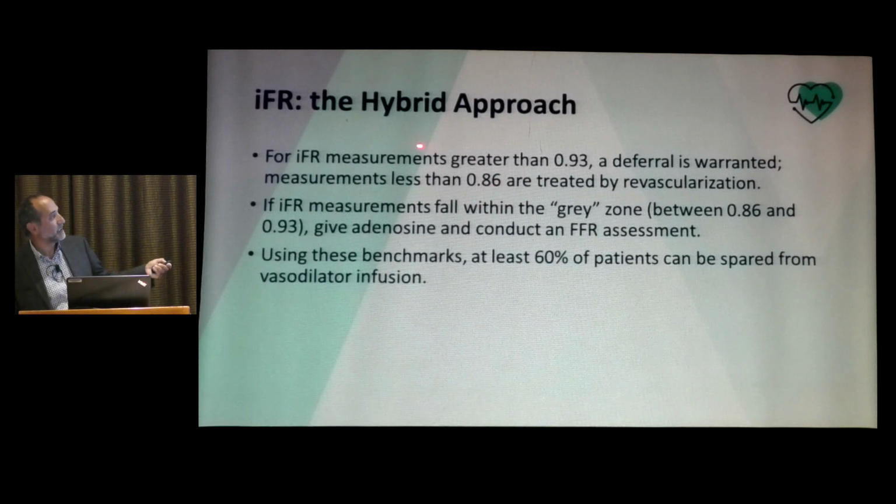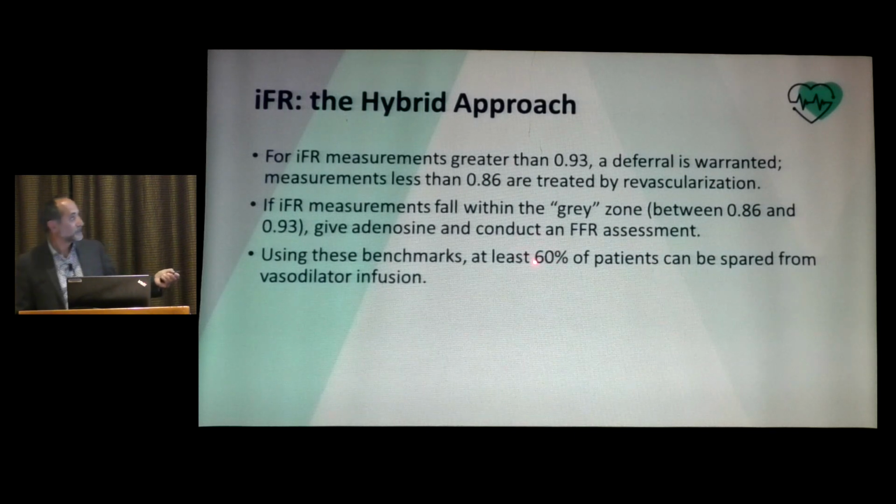If the measurements are less than 0.86, then this patient needs to be revascularized, okay? If the iFR number falls between 0.86 and 0.93, this is called the gray zone. So in these patients, you can do an FFR, okay? When you do an FFR on these patients, if the FFR is less than 0.8, then you can proceed. If the FFR is more than 0.8, then you can defer this patient.